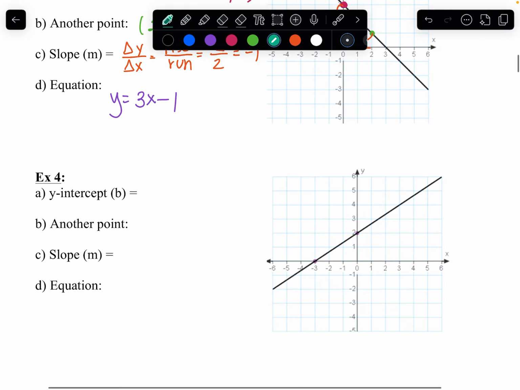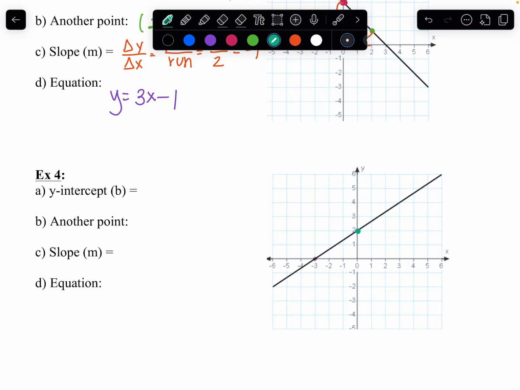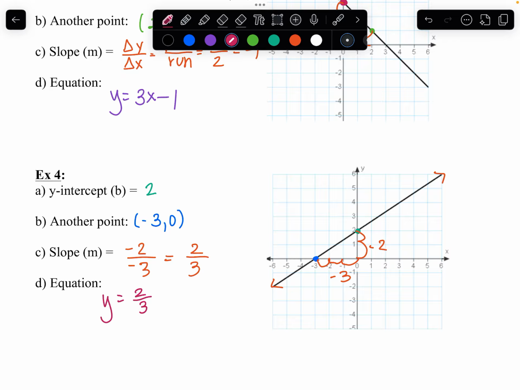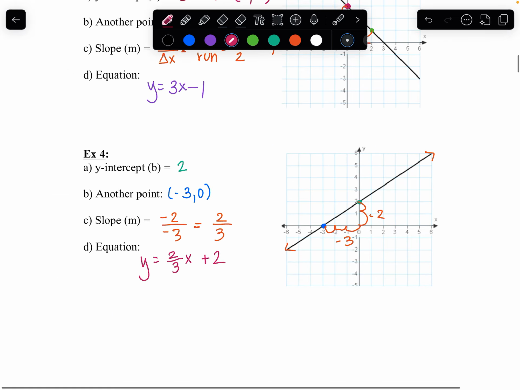Okay, now let's do example 4. So our y-intercept is 2. Our other point is our x-intercept, so that's going to be (x, 0), in this case (-3, 0). I'm going to count. I go up 2, back 1, 2, 3. And so my slope, rise over run, simplifies to 2/3, which makes sense because our line is going up, so we should have a positive slope. So our equation is going to be y equals 2/3 x plus 2. And so there is our equation for this line.